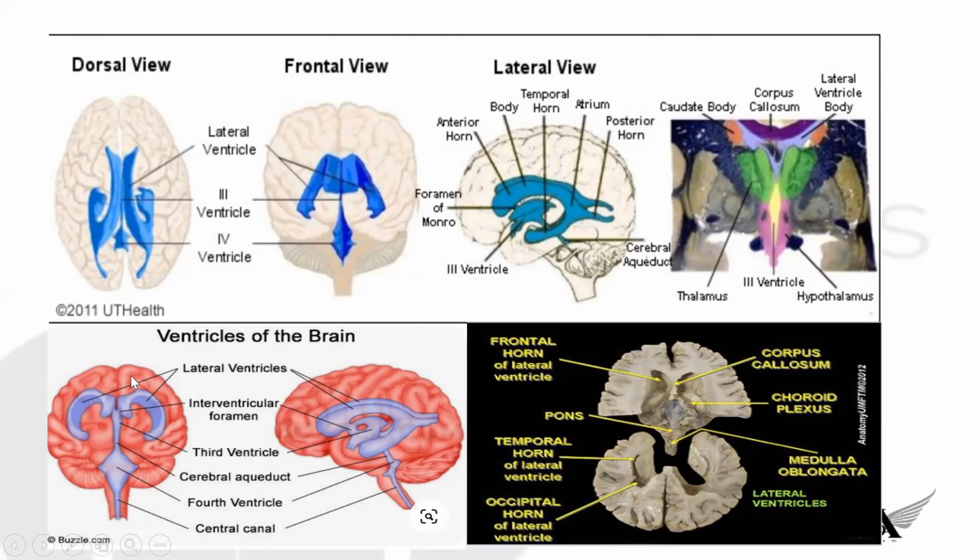So this one is the right hemisphere. This one is the left hemisphere. We will have two lateral ventricles. This one is the interventricular foramen, which goes into the third ventricle. This one is the fourth ventricle. This is the cerebral aqueduct. This is another picture to know more about the lateral ventricle. This is the frontal horn. This one is the temporal horn. This one is the occipital horn or the posterior horn, and this one is the body.